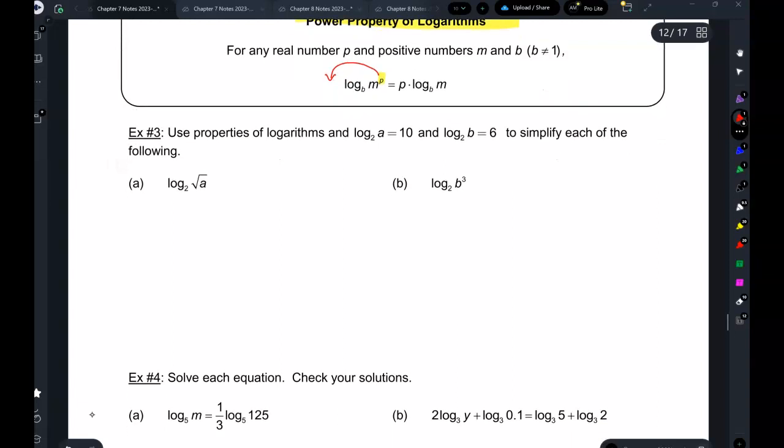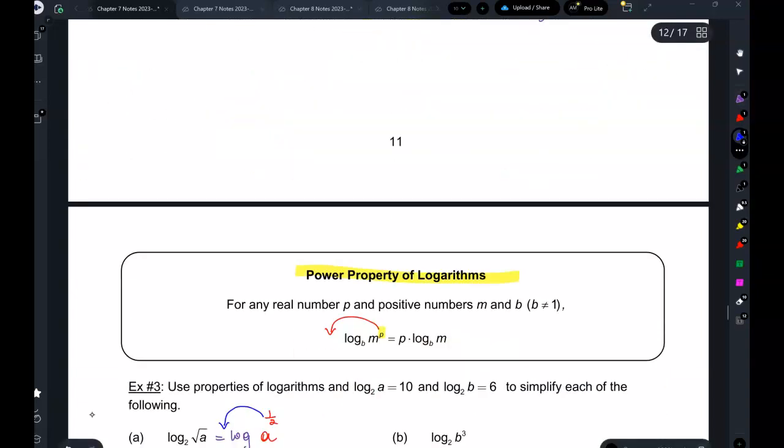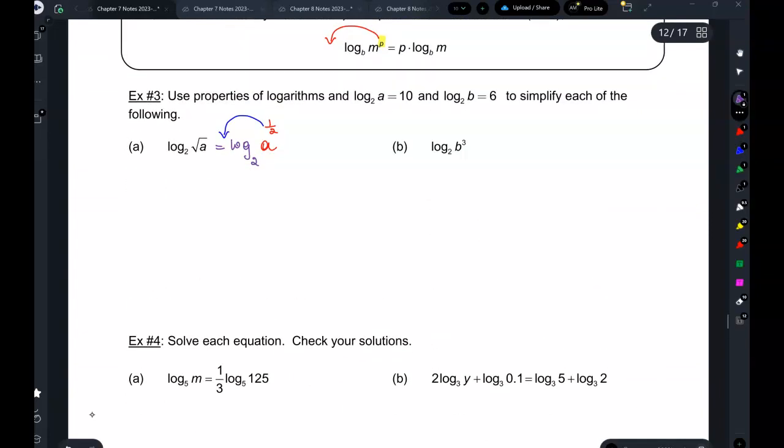So here it says use the properties of these logarithms to simplify each of the following. All right, so let's take a look here. I have log base 2 of root a. Well, first of all, in the world of logarithms, whenever you have a square root, remember you have to rewrite it as a to the power of 1/2, right? A square root always becomes an exponent of 1/2. Now, this comes down and becomes an exponent. So this becomes half log base 2 of a.